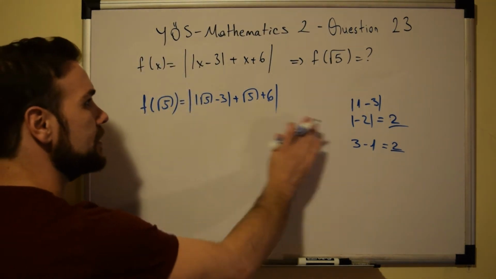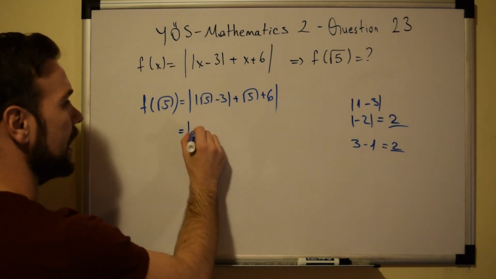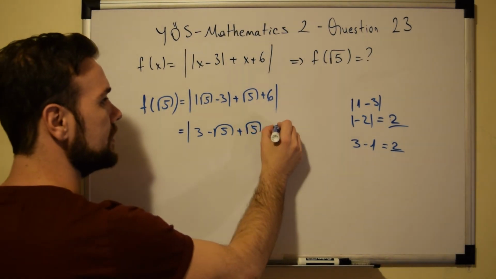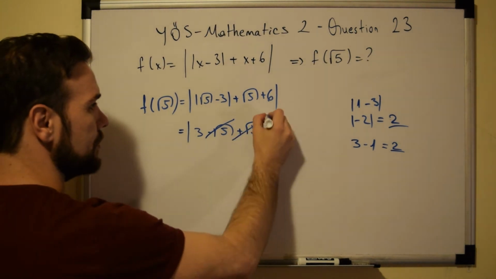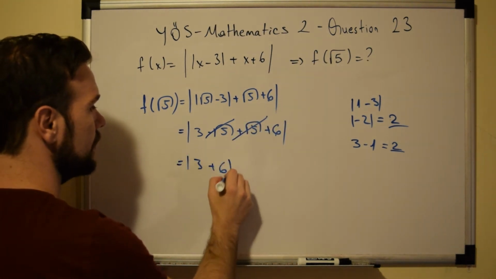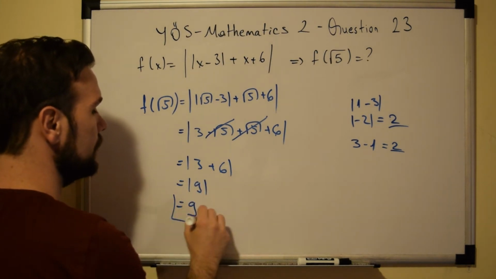So I will follow this logic over here, and everything after that will become very easy. So I will have 3 minus square root of 5 plus square root of 5 plus 6 inside the absolute value. So minus square root of 5 plus square root of 5, they cancel each other, so inside we have 3 plus 6 which is equal to the absolute value of 9 which is equal to 9.